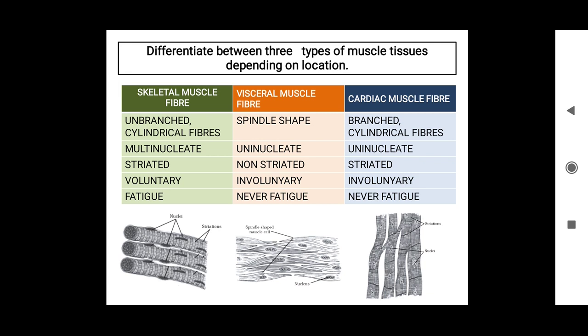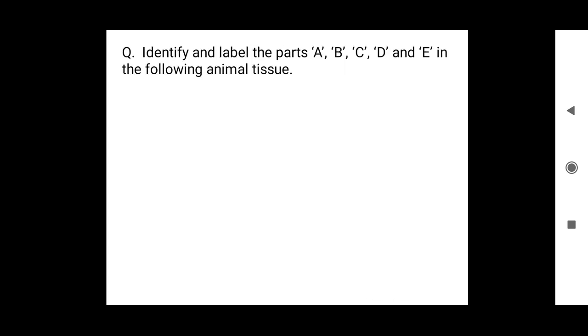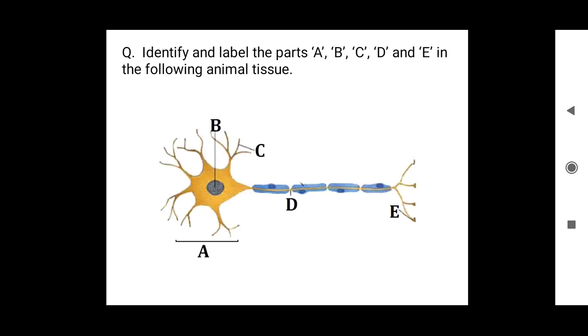Lastly, the third type of muscle is the cardiac muscle fiber, which are branched cylindrical fibers, uninucleate, striated, involuntary, and they too never fatigue. Now coming to the end of this video, to the end of this class, this is very important both from theory as well as practical point of view. For practicals, I'll be taking a short video discussing these, how to draw them, what to write about them, in another video. Now let us quickly recapitulate what we have studied in today's class.